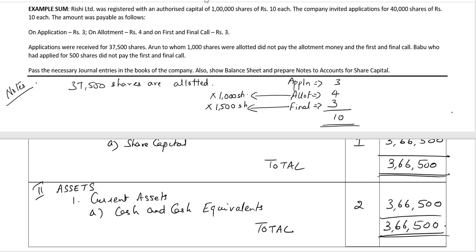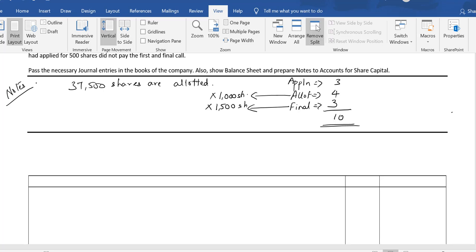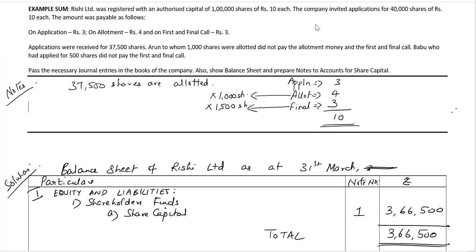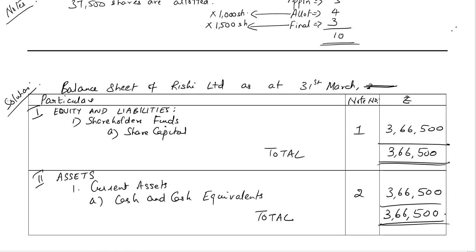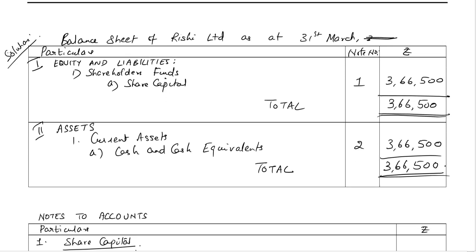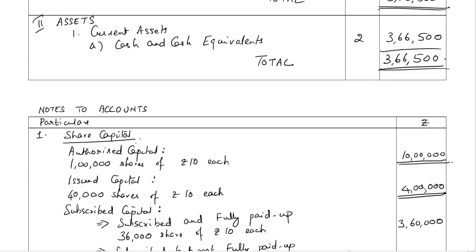So let's remove the split and view the entire answer. So that's the example sum at the top with the notes after that. The balance sheet of Rishi Limited is this. Followed by the notes to accounts.